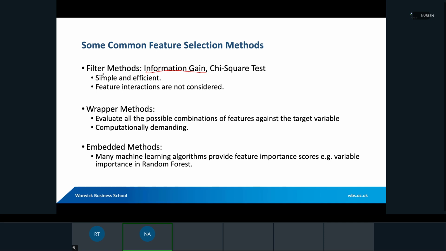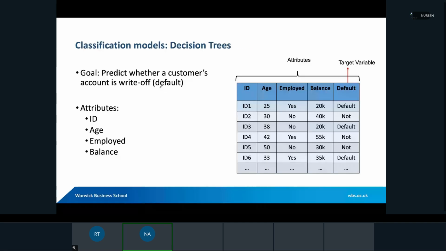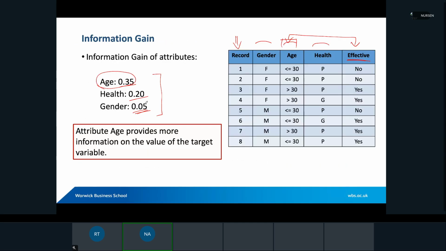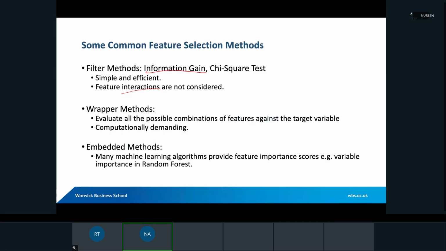But it also has a disadvantage. Since we only consider an individual feature, there is no interaction involved with the rest of the features, and this may actually cause wrong information, a wrong signal. Maybe gender, for instance, if I go back to here, maybe gender by itself is not that informative, but if we know the gender and health, maybe it is quite good to directly predict whether the medicine would be effective or not. The information gain or chi-square test, they don't consider interactions.